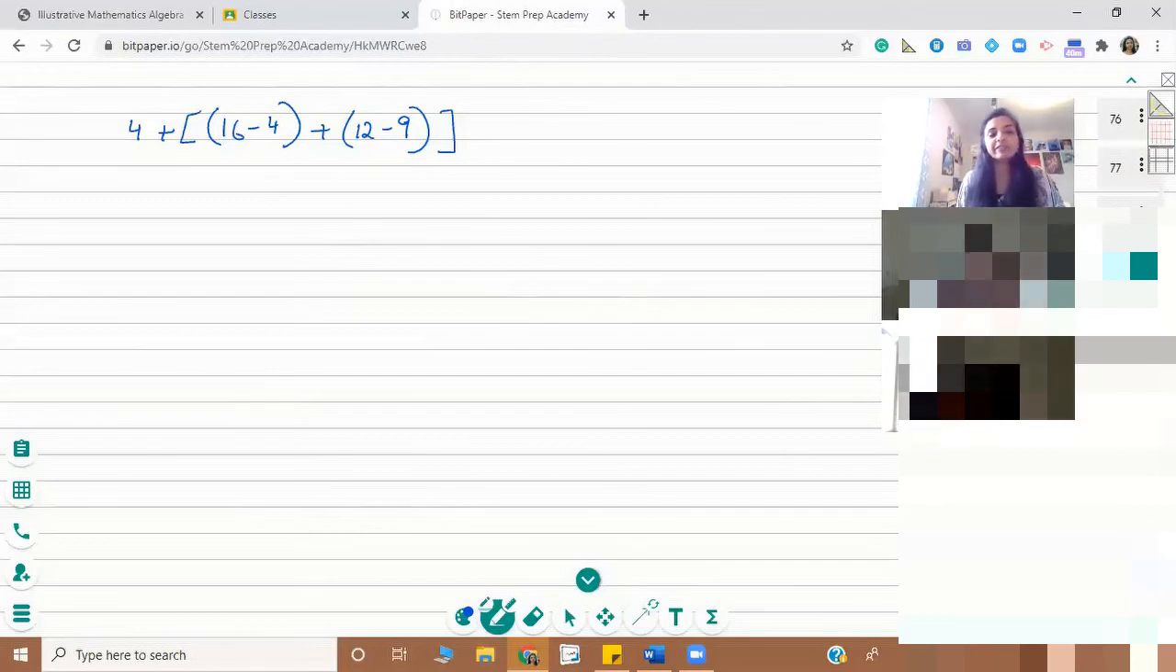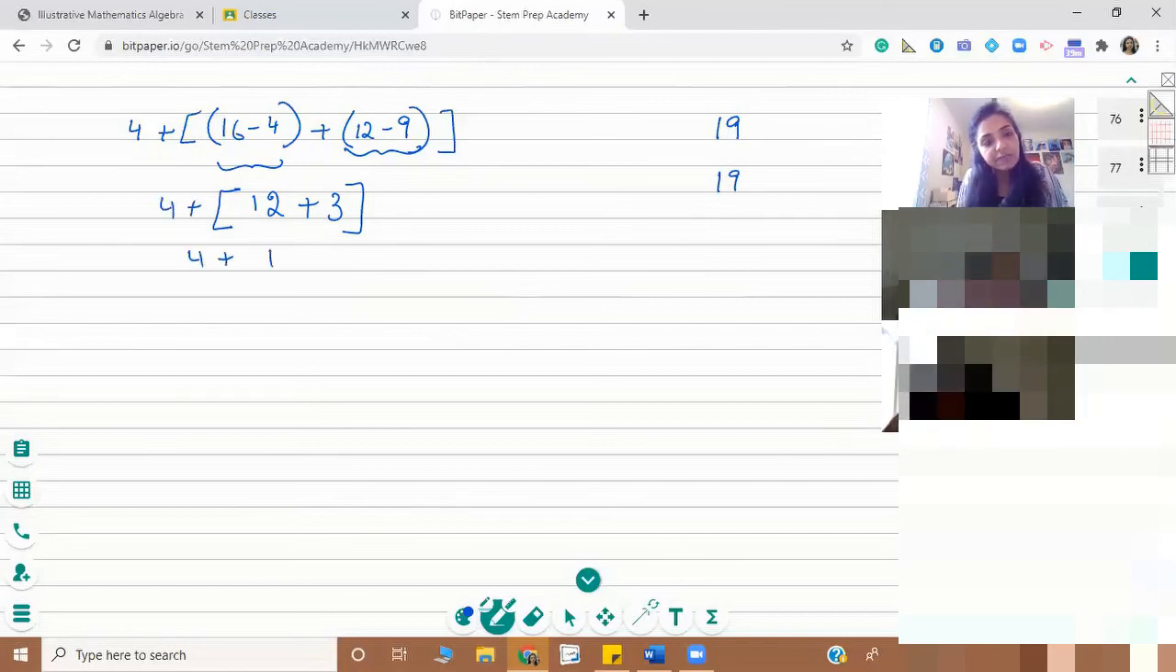So what have you done, Adhav, in the first step? I did 16 minus 4, and then I did 12 minus 9. So then I got 12 and 3. Okay, with the plus sign, right? Yeah, and then I got 15, plus 15. And then I got 19. Perfect. Xenia, you also did the same thing?